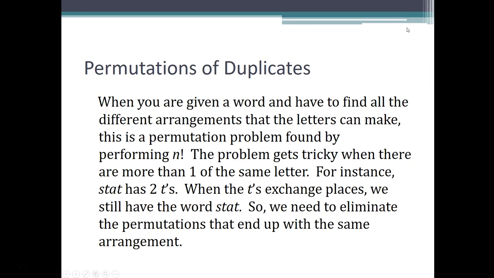There's one more special case I want to talk about, and that's permutations of duplicates. When you're given a word and have to find all the different arrangements that the letters can make, this is a permutation problem found by performing n factorial. The problem gets tricky when there are more than one of the same letter. For instance, the word stat has 2 T's. When the T's exchange places, we still have the word stat. Technically still the same arrangement of letters. So we really don't want to count stat and stat as 2 different words. So we need to eliminate the permutations that end up with that same arrangement.